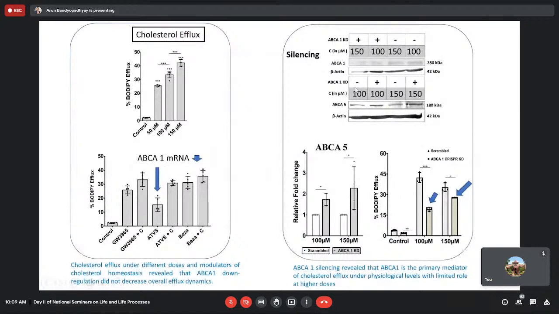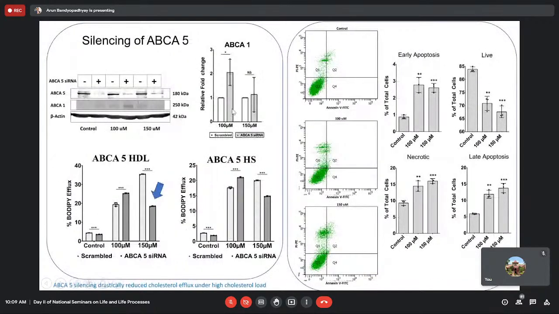So what is happening to the efflux? When atorvastatin is there, cholesterol efflux is obviously reduced. If you stimulate the cells with increasing concentrations of cholesterol, efflux is increased, obviously. And our question was, in spite of downregulation of ABCA1, how is cholesterol efflux increased? It could be because ABCA5 is there. So you can silence ABCA1 in the cells. When ABCA1 is silenced, ABCA5 is increased. Similarly, when ABCA5 is silenced, ABCA1 is increased.